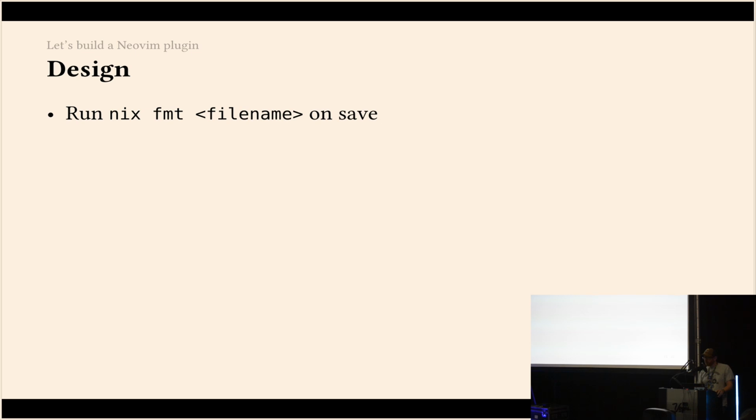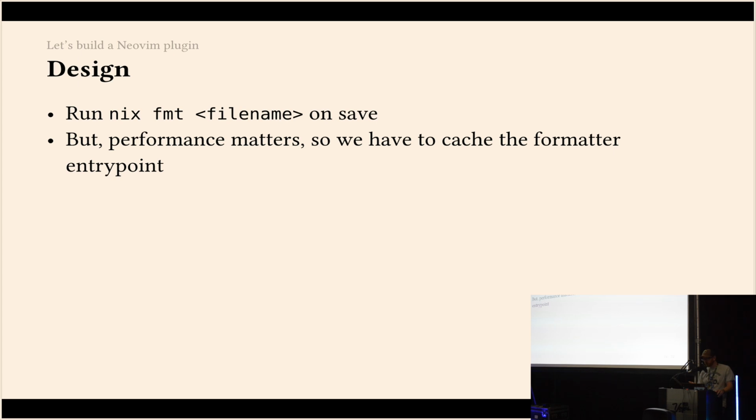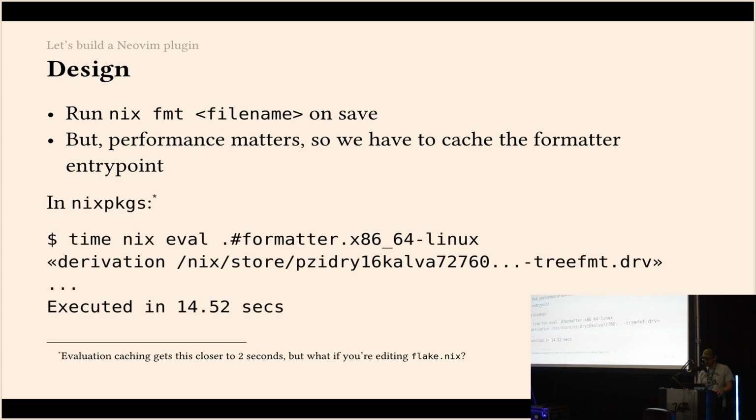Okay, so what I wanted was a tool in Neovim that would automatically run nix fmt on whatever files I changed. Super straightforward. But performance matters, and nix fmt, it turns out, is quite slow. For example, in Nixpkgs, it takes 14.5 seconds on my laptop to just figure out what the formatter is and build it. So you only need to do that once. I want to cache it.